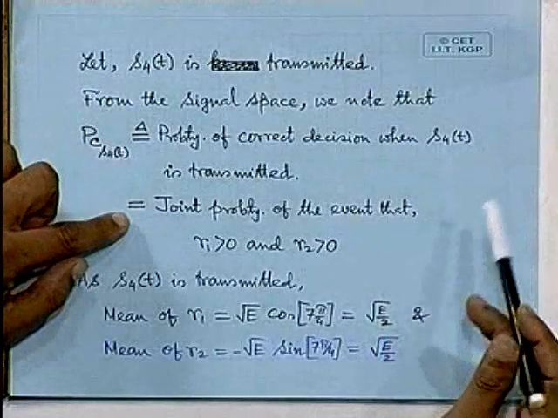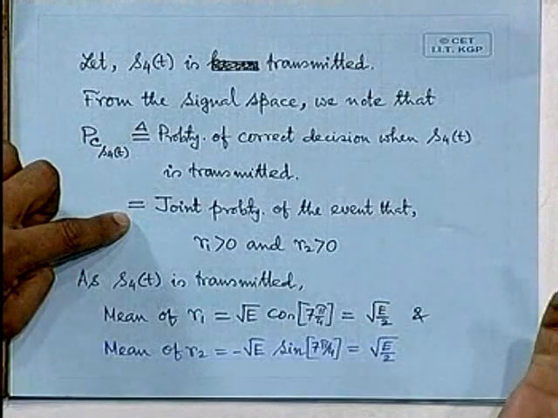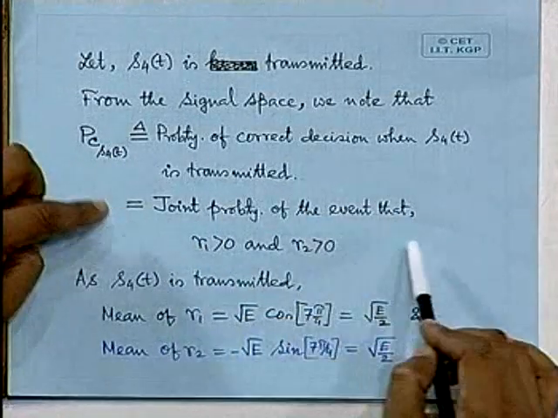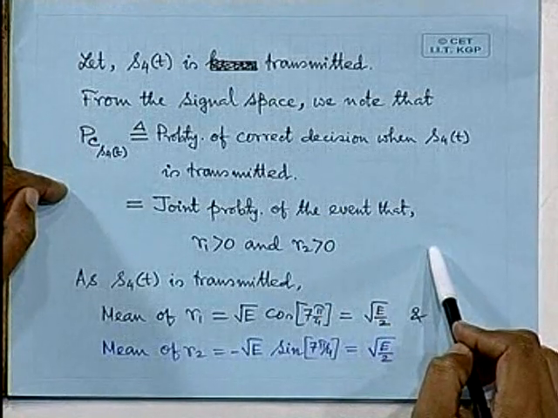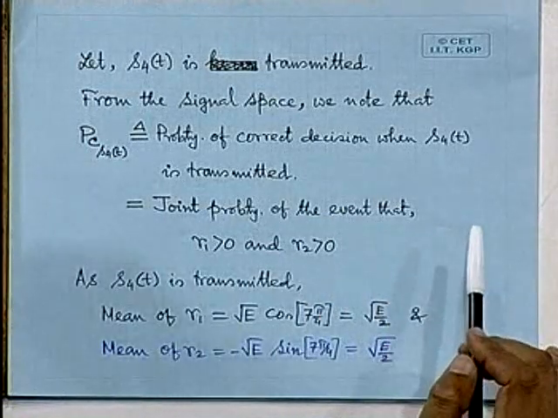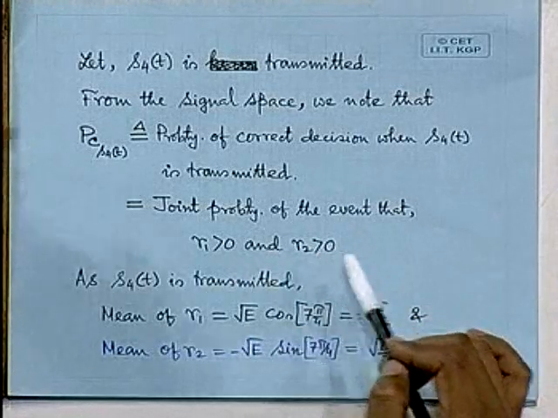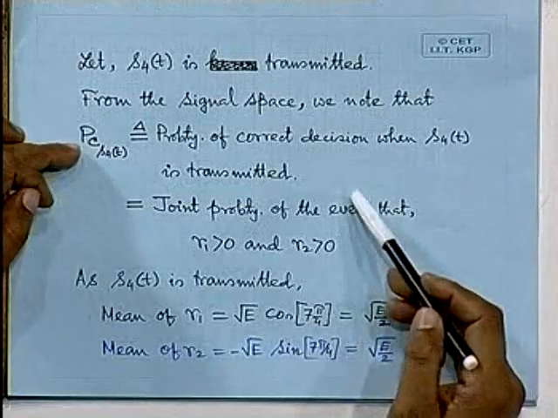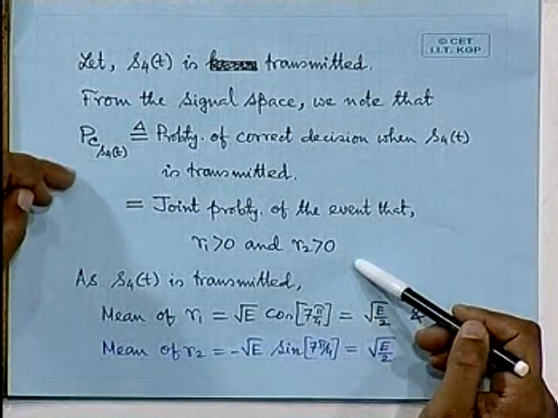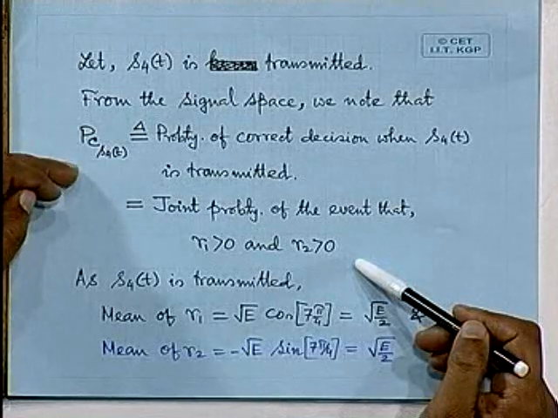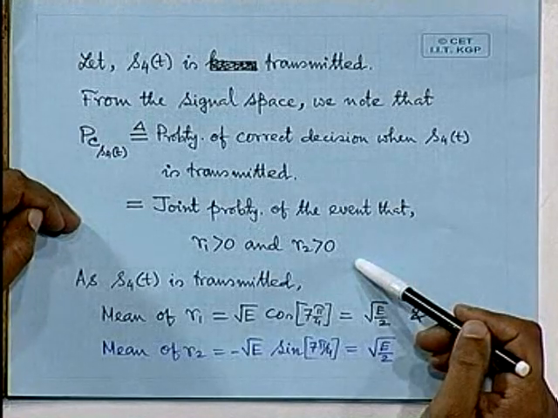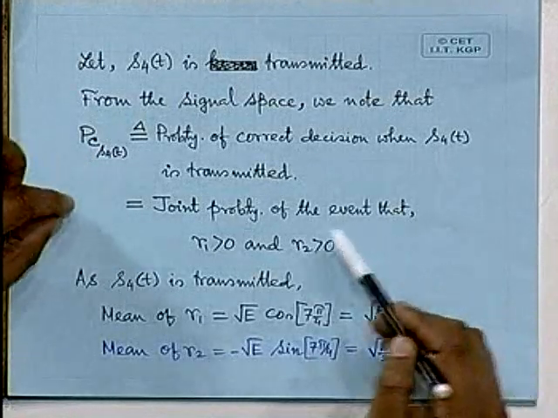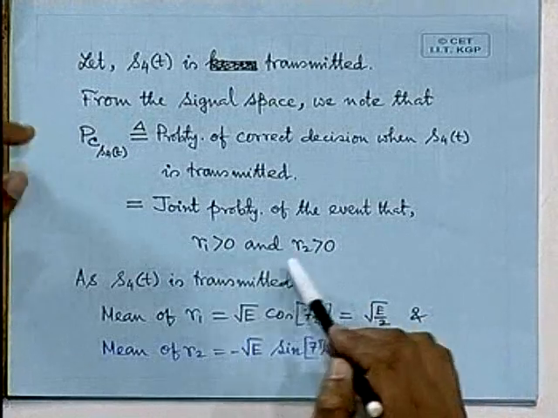What is this? I make use of the signal space, and I can say it is a joint probability of the statistical event at the output of the correlator, that R1 is positive and R2 is positive, isn't it? This perhaps is the most critical stage in the derivation of the error rate expression for QPSK. Once you know that the probability of correct decision when the symbol is known is the joint probability of the event when both R1 and R2 are positive.